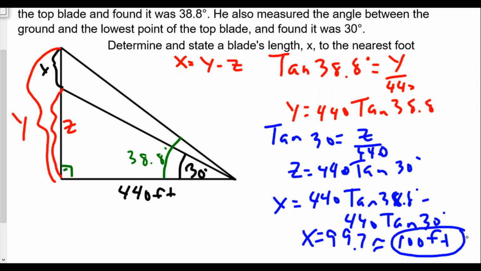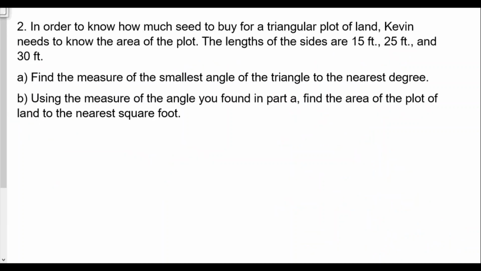Our second question. In order to know how much seed to buy for a triangular plot of land, Kevin needs to know the area of the plot. The lengths of the sides are 15 feet, 25 feet, and 30 feet. All right, so it's a triangle.